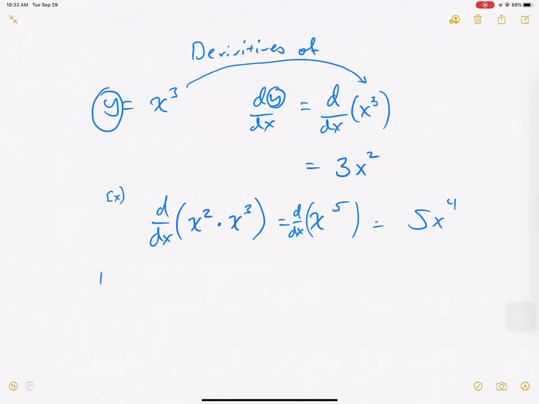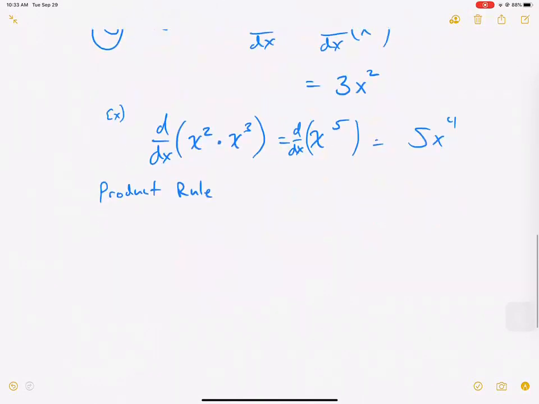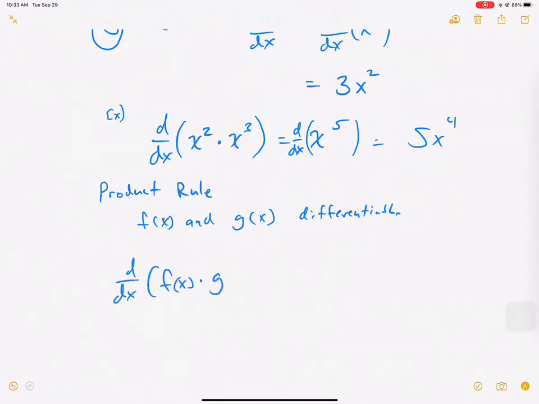So here's the product rule. I'm going to write it out, okay? Product rule. We'll say f and g are both differentiable, so we can take the derivative of this. So the derivative of f of x times g of x is going to look like this. Looks like a mistake, but it's going to look like this.